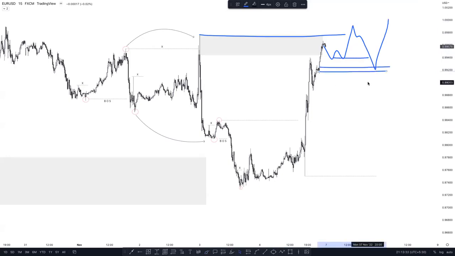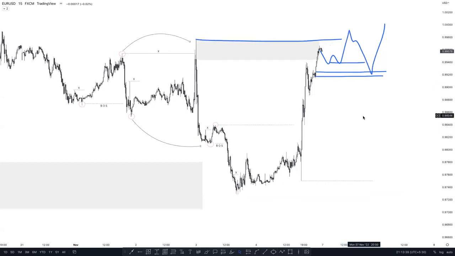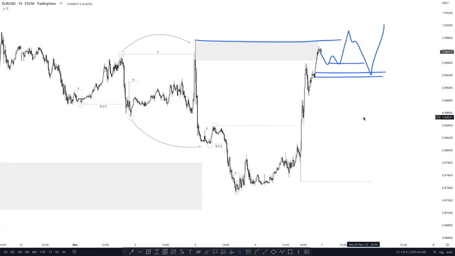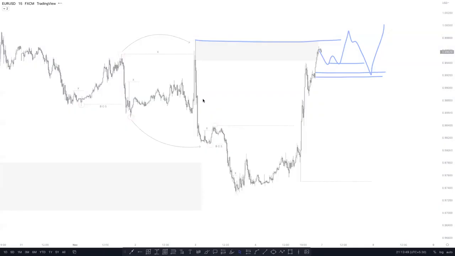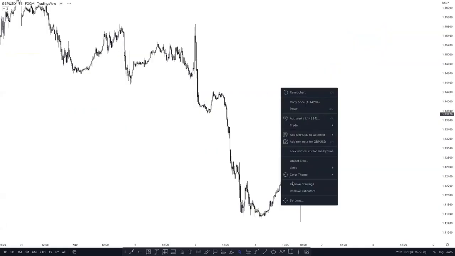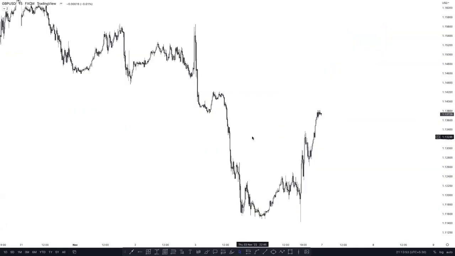So these are possible scenarios in Euro USD as per the 15-minute structure. Okay, so now switch into another pair, GBP USD, to see exactly what is happening here in a higher time frame and lower time frame. So first of all, look at the daily time frame structure.